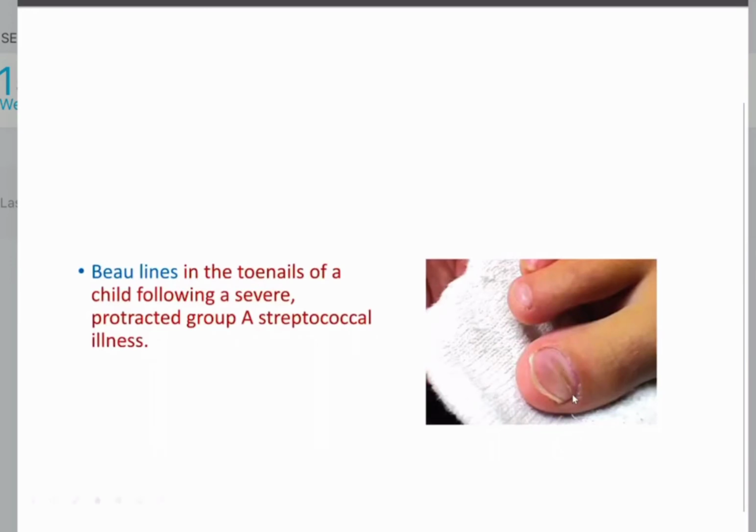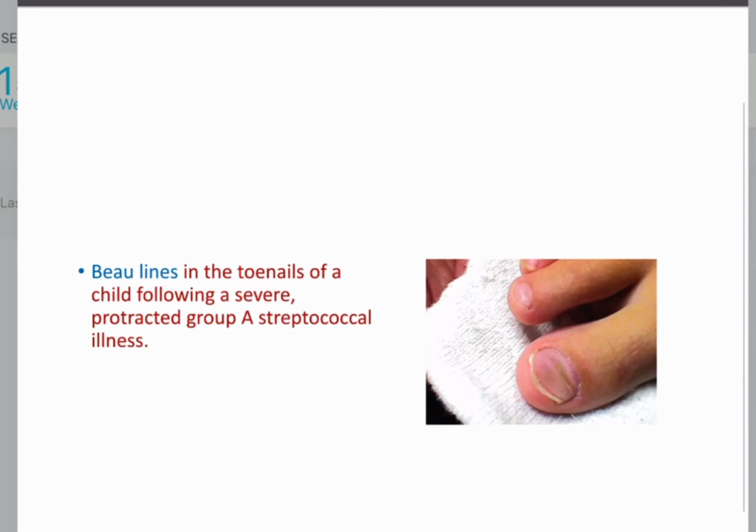Another interesting picture just to show you the Beau's lines on the toenails. So these are the horizontal lines which you see around. This is again because of severe protracted group A streptococcus. So these are the important presentations which you will see with group A streptococcus along with the rheumatic fever.